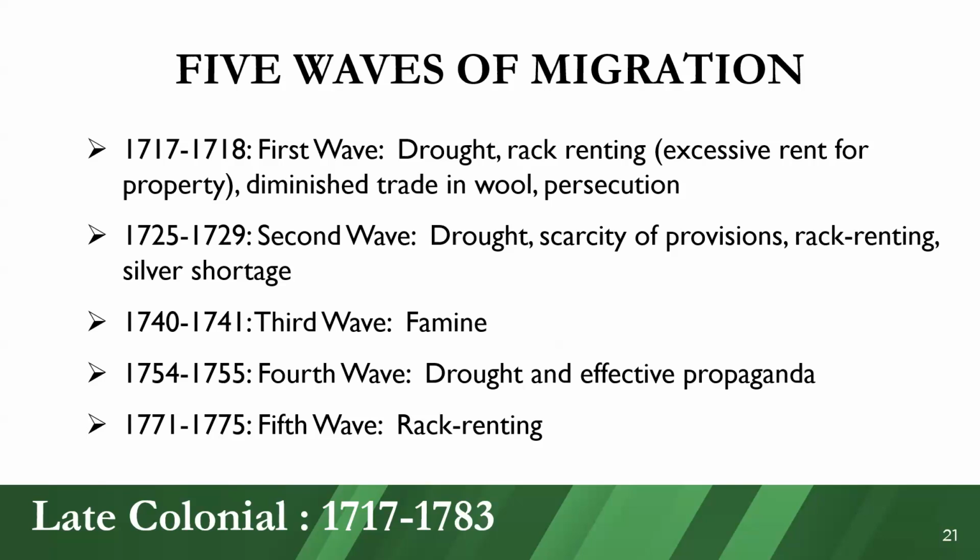So we have 5 waves during this time period, and you'll notice that drought was a major factor, famine was a major factor, religious persecution was also one. But if you look at the 4th wave, effective propaganda, a lot of the English ships that sailed back and forth lowered their fares so the Irish could afford to immigrate. And it was quite effective because during this late time period, a lot of the Irish, not only the Irish in the South, but also a lot of the Scots-Irish in the North immigrated during this time period.